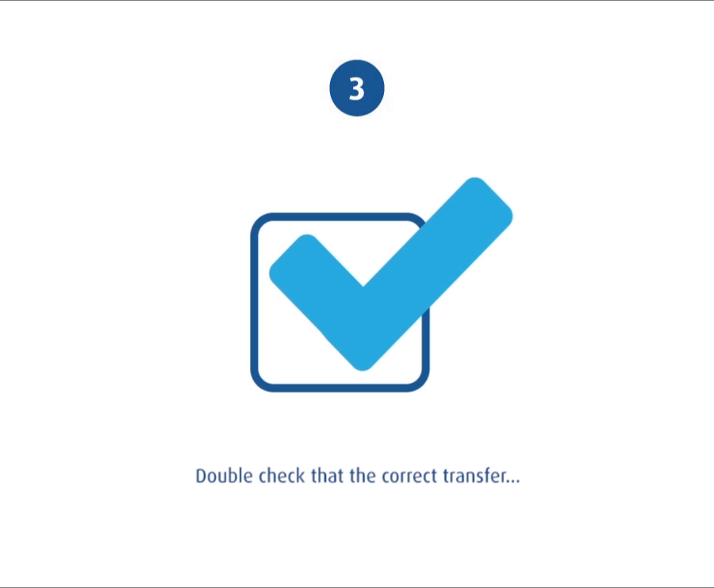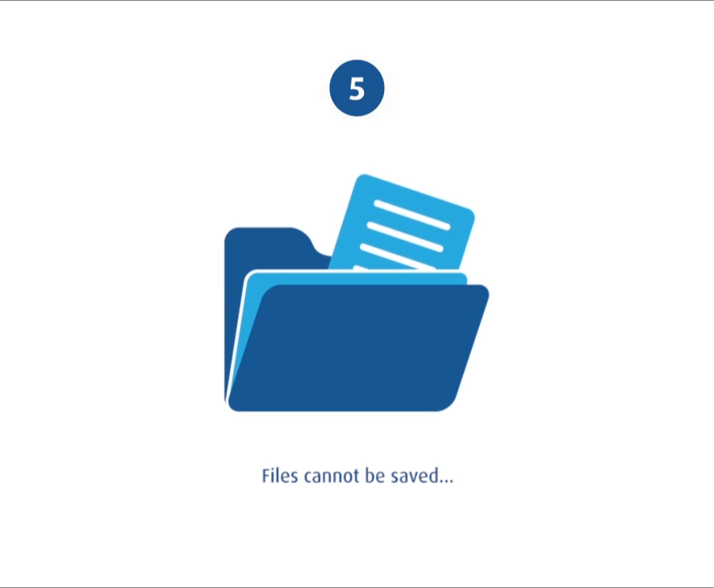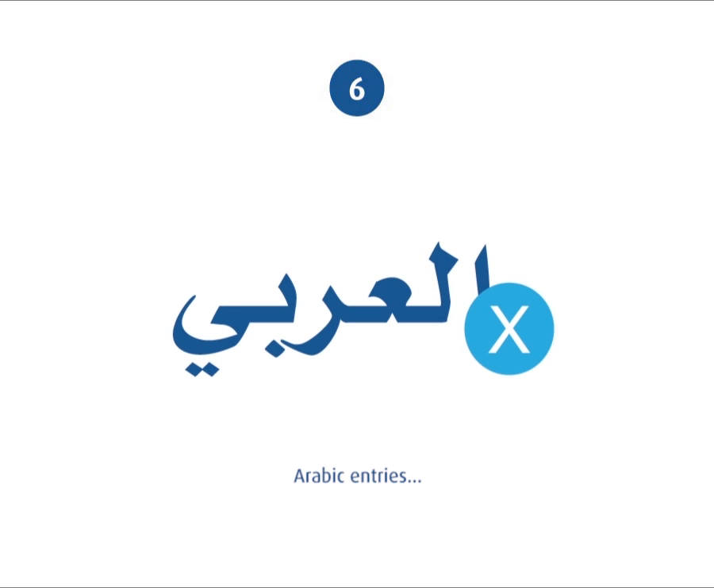Double-check that the correct transfer type option has been selected, salary or allowance, and that requests for these are submitted in separate requests. All the employees' names have valid account numbers, civil IDs, and the amounts have been confirmed. Files cannot be saved with the same name more than once. Arabic entries into the Excel file are not supported.